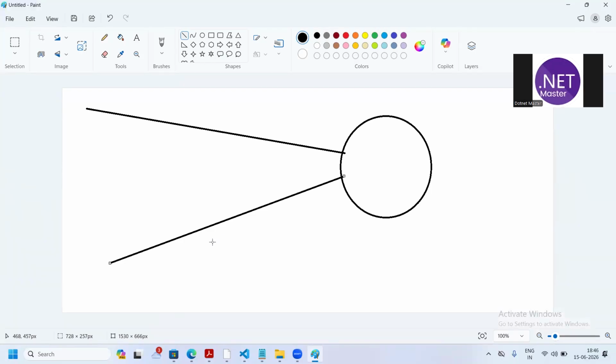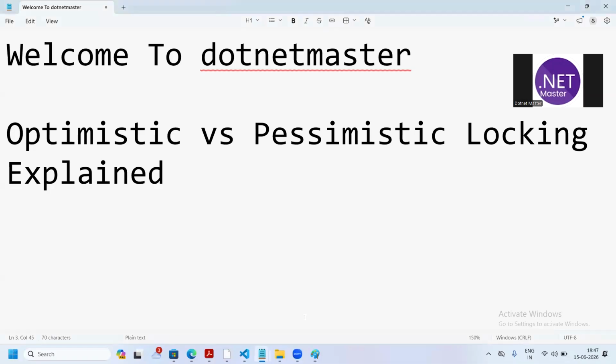At the same time, person B is trying to deposit the amount. One person is withdrawing, and another person is depositing. Both transactions are happening at the same time, and in that case it's very difficult to update both. So how do we handle this kind of situation? That is the reason SQL Server has optimistic and pessimistic locking. Let's try to understand.